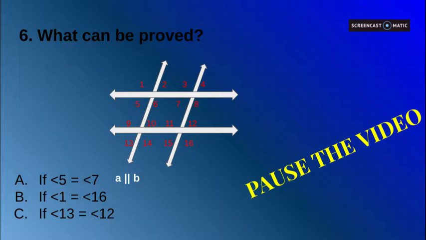What can be proved if angles 1 and 16 are equal? So they are vertical angles. That doesn't mean anything, so nothing can be proved.